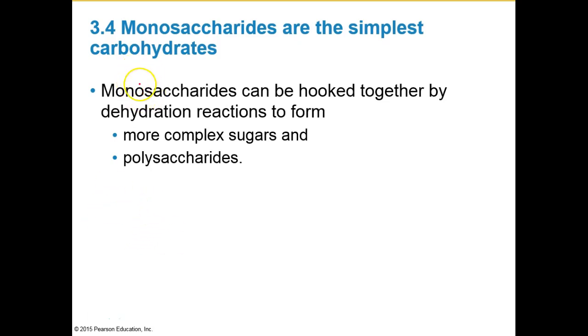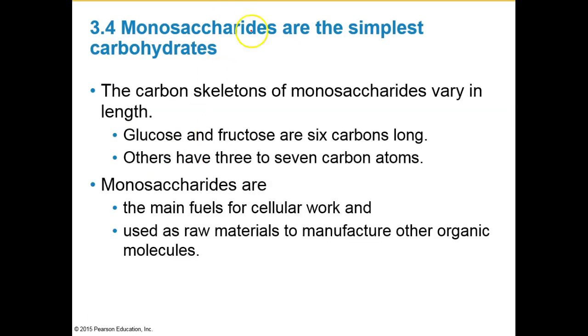Okay, off the side notes, monosaccharides are our one sugars. They can be hooked together by, again, a dehydration reaction, so we lose a water, to form more complex sugars, and then polysaccharides. So we take a one sugar, and we're going to make a many sugar. Okay, many sugar. The carbon skeleton of monosaccharides vary in length.